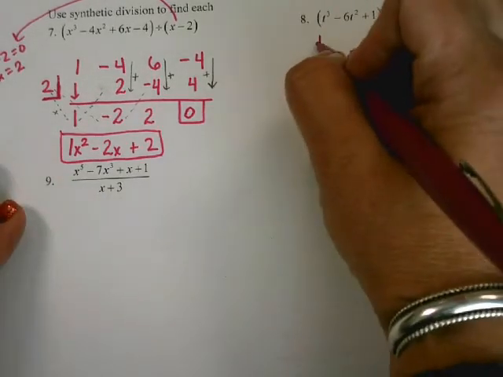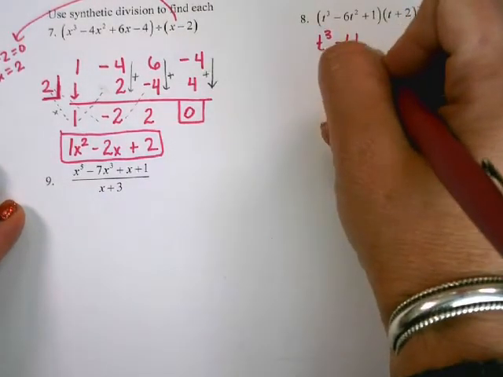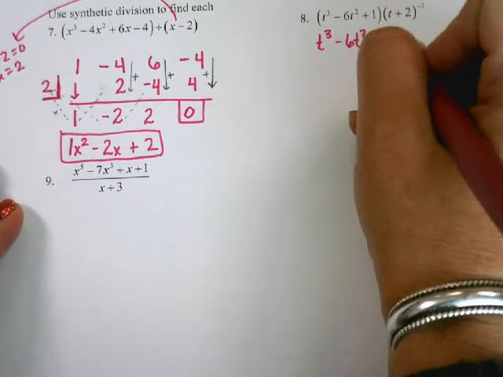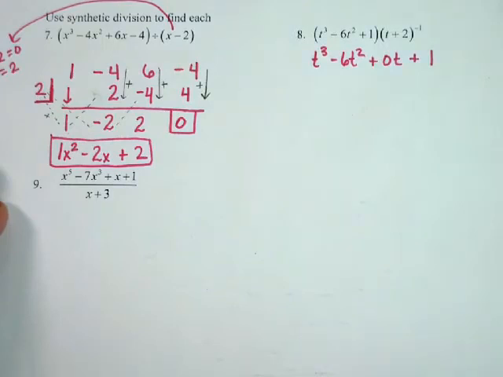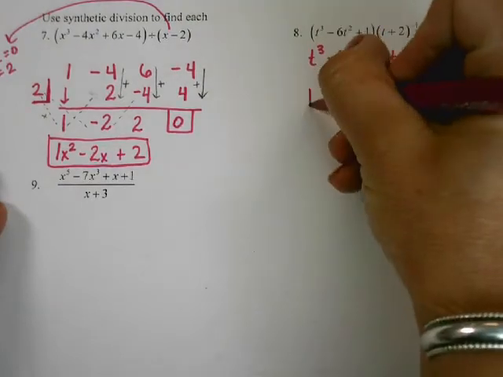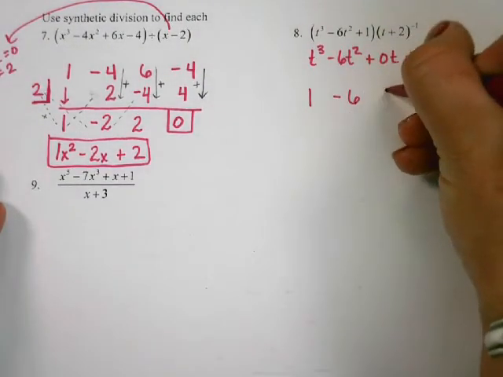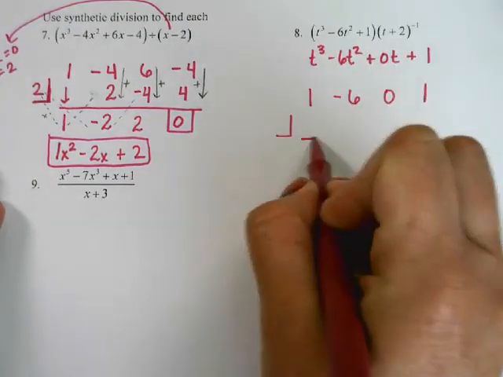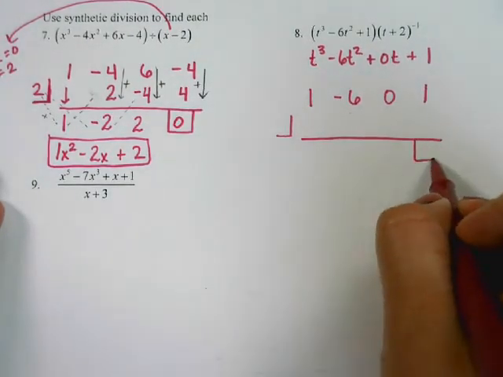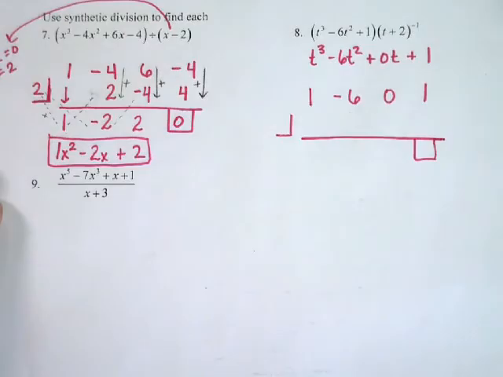So I'm going to rewrite it. So I have t to the 3rd minus 6t squared plus 0t plus 1. Write your coefficients down. 1, negative 6, 0, 1. Little box to the left. If you want to put your remainder box there, you can start there.